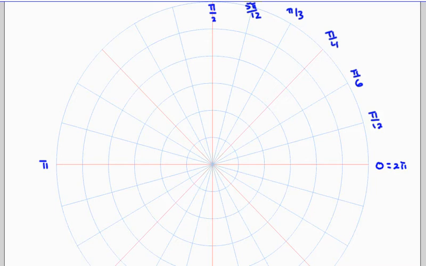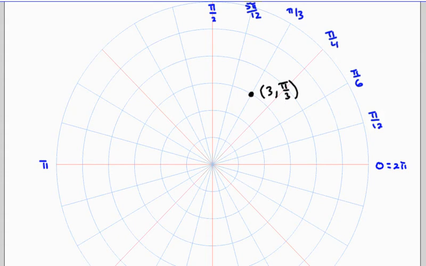Now, when we're given a point, let's say I just throw in a point right here. We no longer have x's and y's. What we have is the radius. And look at this. This goes out 1, 2, 3 units, and it went in the direction of pi over 3 radians. So that would be the point (3, pi over 3).